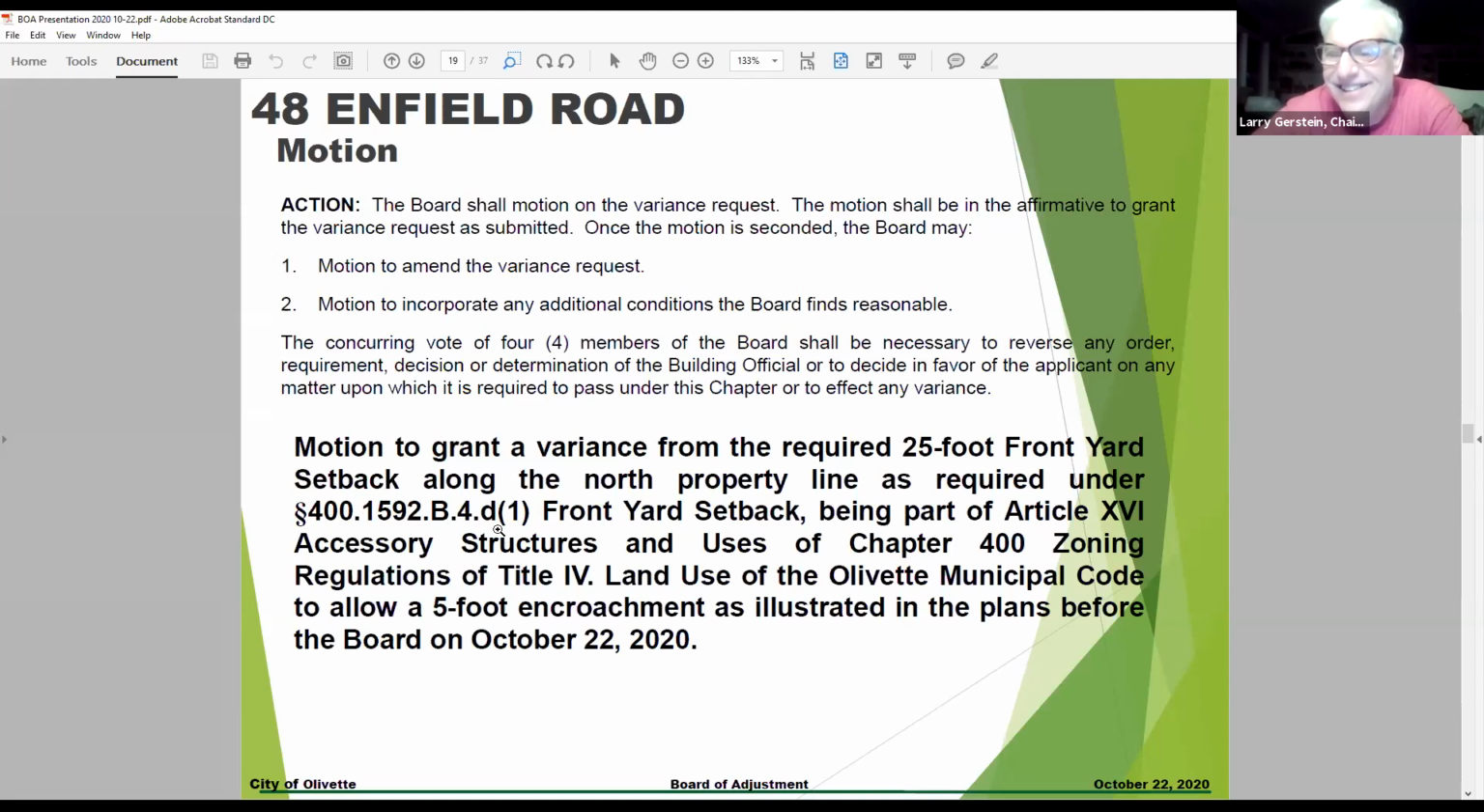All right, here's where I'll call the roll. Let me know either yay to grant the motion or nay to oppose the motion as read. Mr. Hartman, yay. Ms. Weber, yay. Mr. Malik, yay. Mr. Zobel, yay. And Mr. Gerstein, nay. Given that there were 4 affirmative votes, the motion is granted.